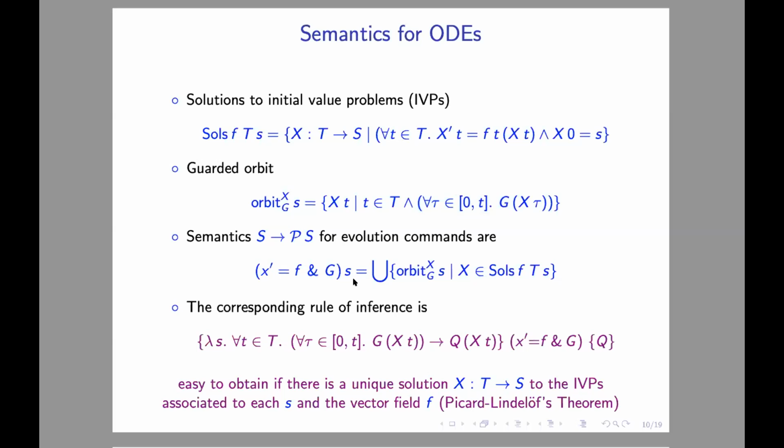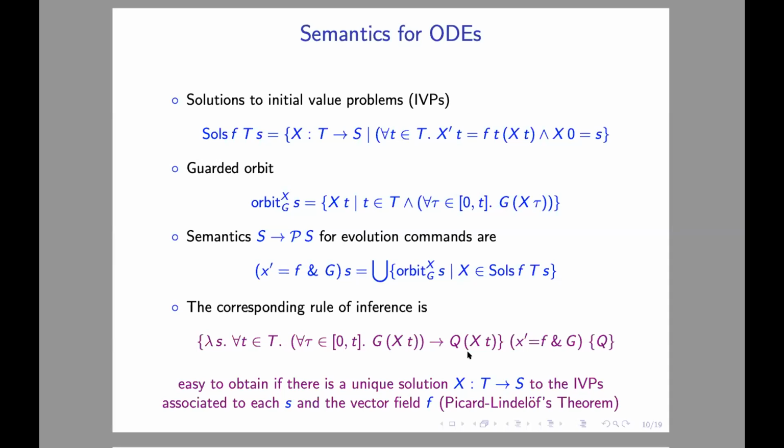we are guaranteed existence and uniqueness of solution, and that's a very common scenario in applications. And with the existence and uniqueness, this set on the right-hand side becomes just the single guarded orbit of the unique solution. And of course, we can also derive the inference rule for evolution commands, which says that in order to satisfy the postcondition, we need to satisfy it along the trajectory of the solution, as well as the boundary condition for every initial segment.